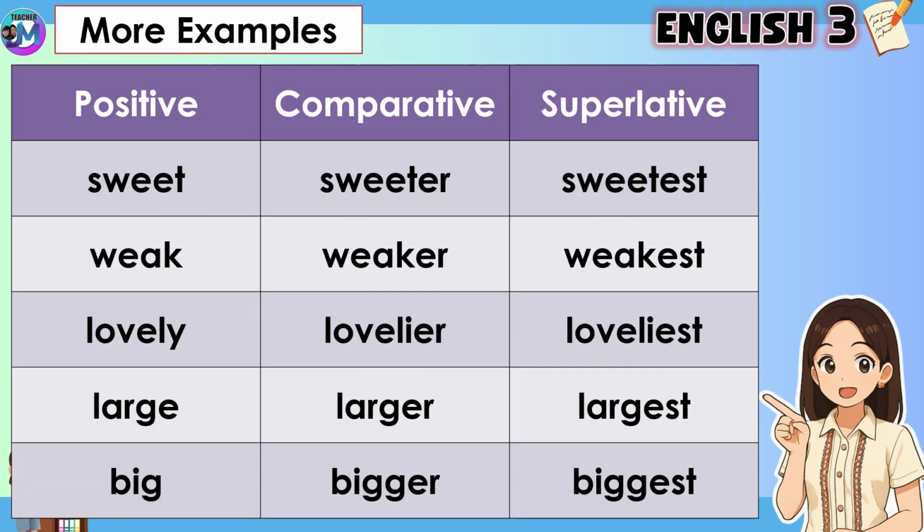Here are the list of examples for the degrees of comparison. We have the positive, comparative, and superlative degree. We have sweet, sweeter, sweetest. Weak, weaker, weakest. Lovely, lovelier, loveliest. Large, larger, largest. Big, bigger, biggest.